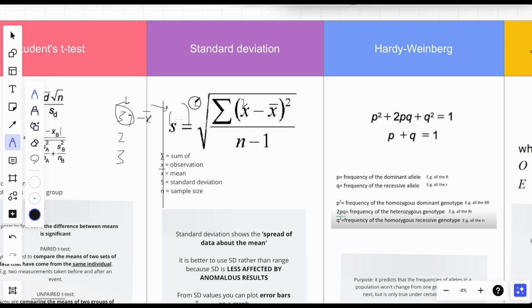And then after you've done that for all the observations, you add all those numbers up after you've squared them. And then that will be your sum of X minus X bar squared. And then very easily divide all of that by the total sample size minus 1.